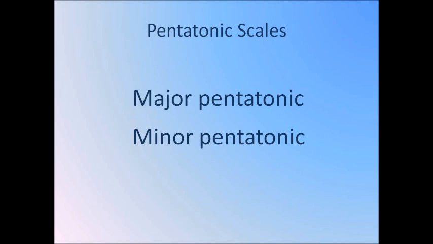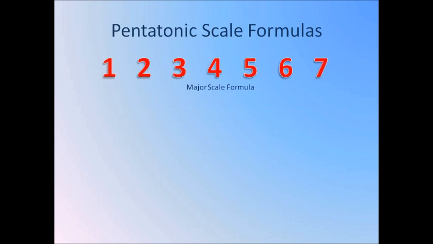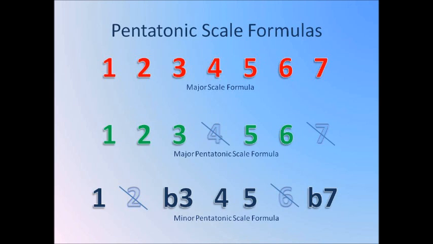Let's now look at our two scales from our lesson, G major and G minor pentatonic, and how we derive them from the major scale. First of all, we need to remember that the degrees of our major scale are assigned the numbers 1 through 7. Now here are the scale formulas for the major and minor pentatonic. Let's take a look at these in more detail, especially the minor pentatonic scale formula.